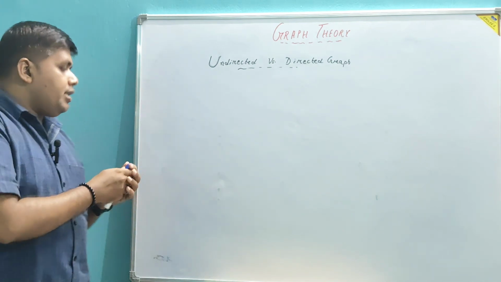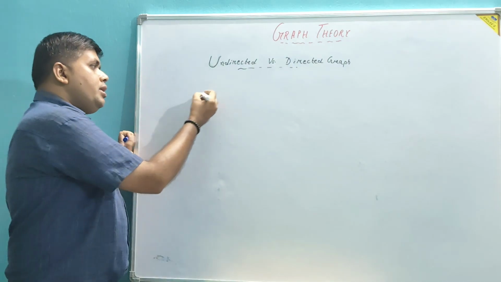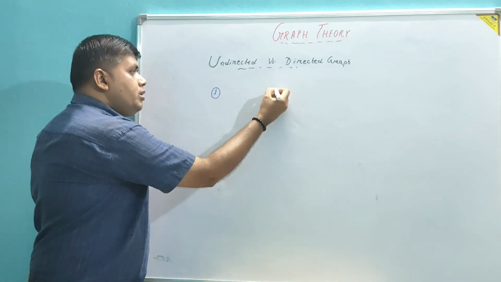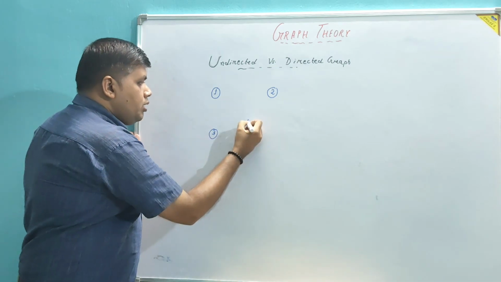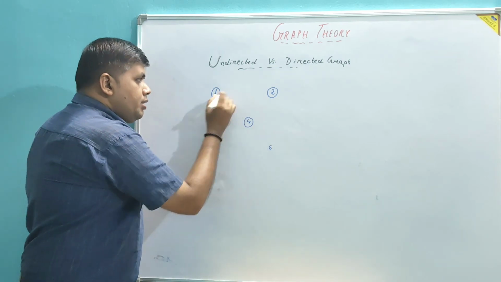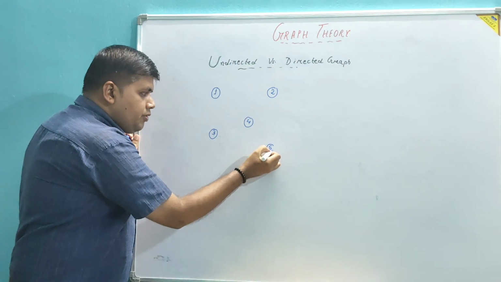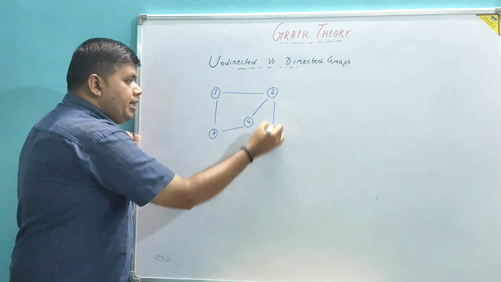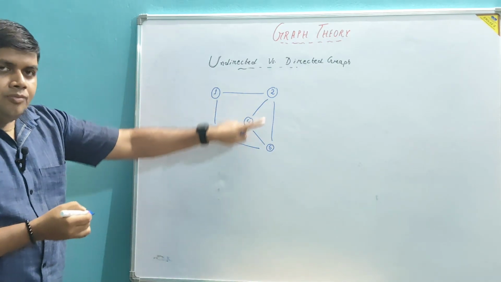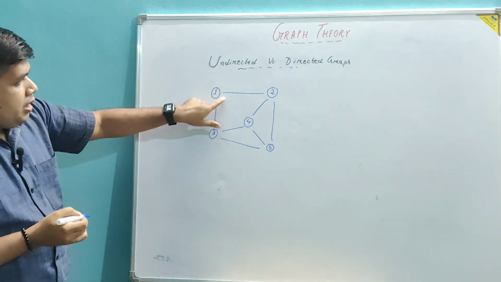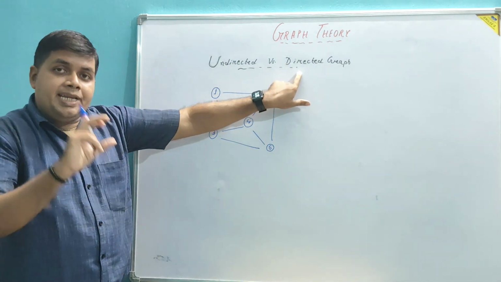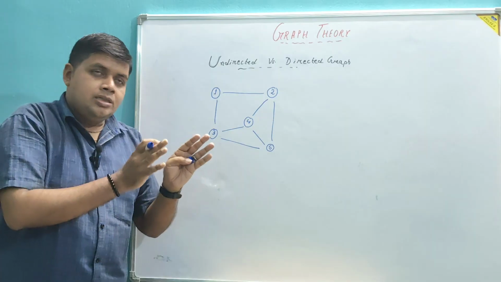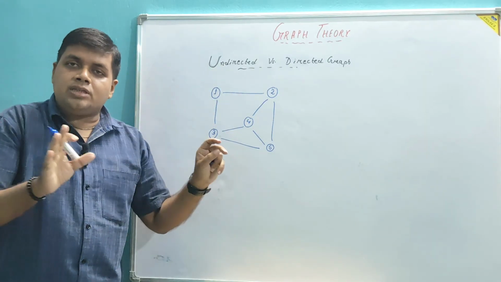So what is a directed and undirected graph? Let's see with an example. Suppose we have a graph, say 1, 2, 3, 4 and 5. These are the vertices as we have discussed in the previous video, and these are the different edges that connect those vertices. As the name suggests, directed means there will be some direction within the edges. However, undirected means there is no such direction.